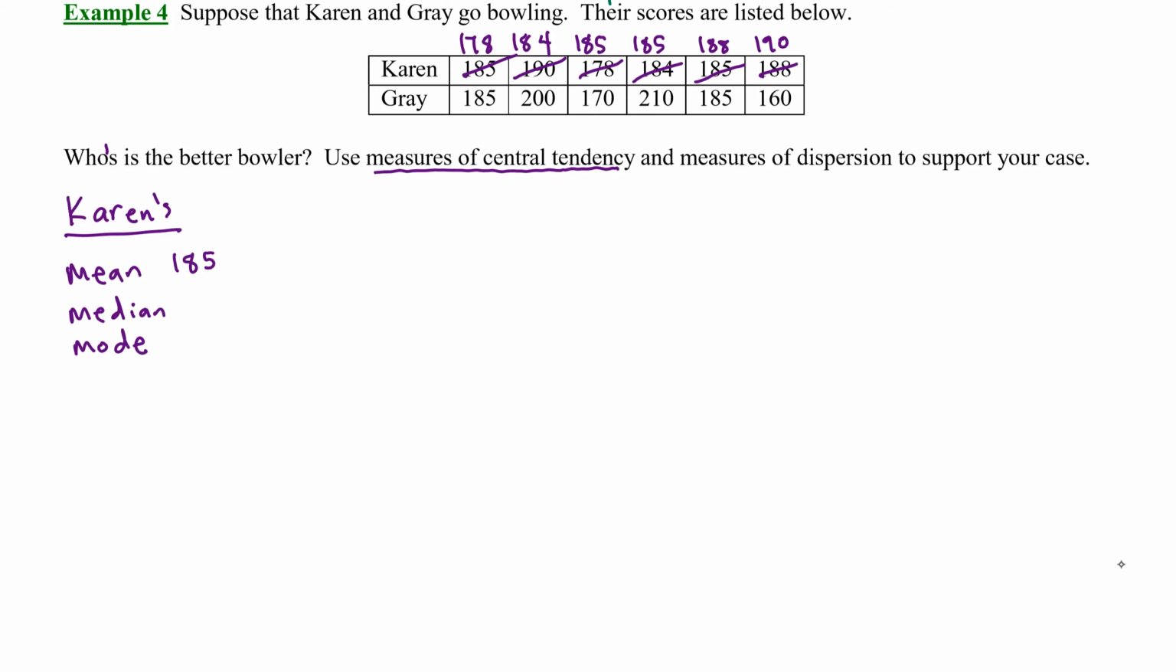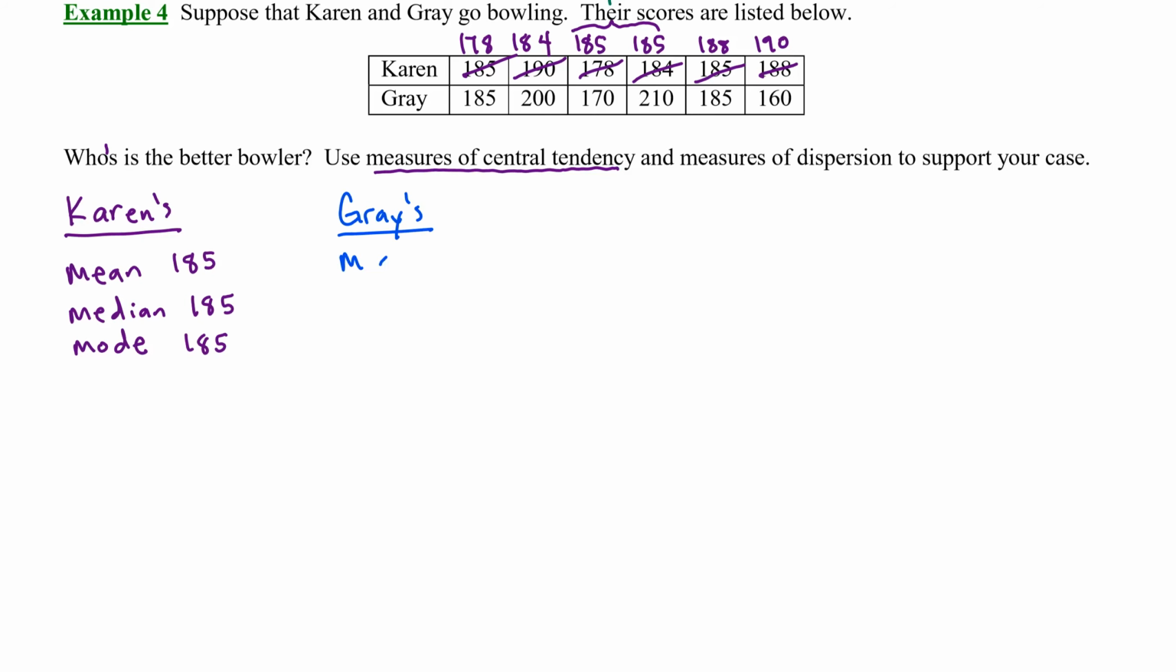Now the median is the value that falls right in the middle. We're going to have to average the two middlemost values since we have an even number of data points. And if I average those two numbers, we're going to get a median of 185. So the median and the mean happen to be the same on this problem. Let's look at the mode. Remember, the mode is the most frequently occurring data point, and clearly that is 185. So her mean, median, and mode all turn out to be the same. That's kind of interesting. So let's look at Gray's scores.